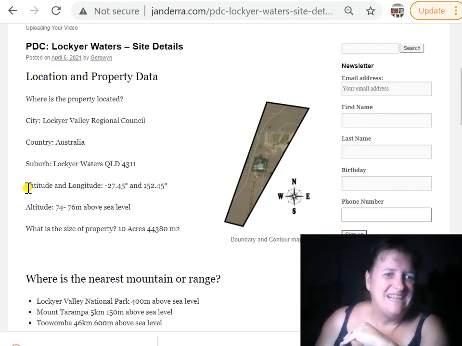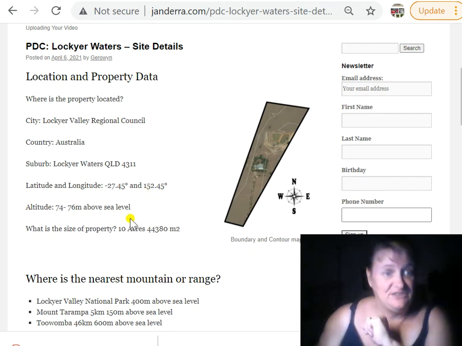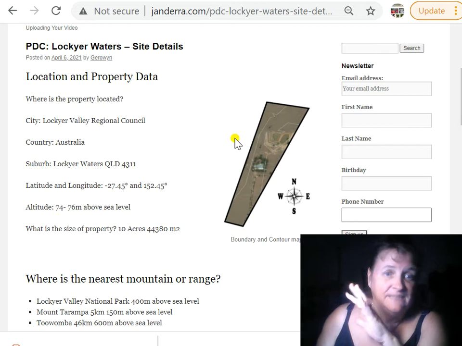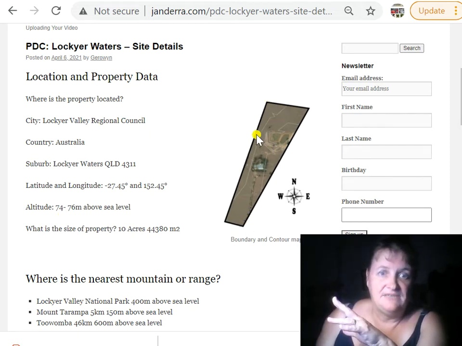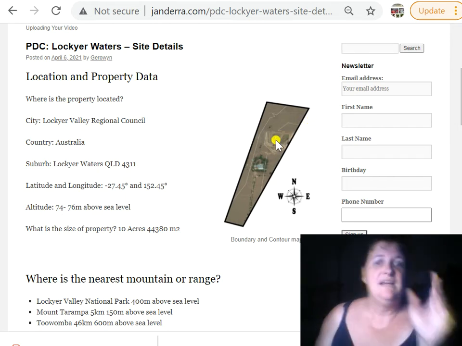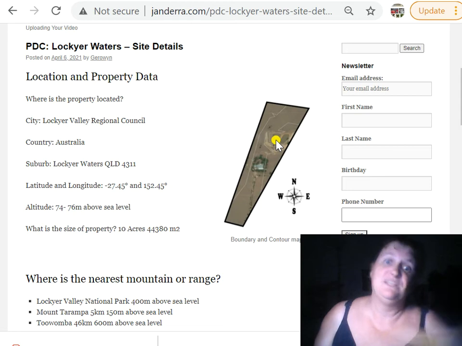So the latitude and longitude, it's minus 27.45 degrees latitude, and the longitude is 152.45 degrees. Altitude is 74 meters above sea level here and 76 meters above sea level at this end. So the property, this here is actually a picture of my property. These are the boundaries. And these are the contour lines, not that you can see them hugely clearly in this photo. There's another photo down the bottom that has a lot more detail.